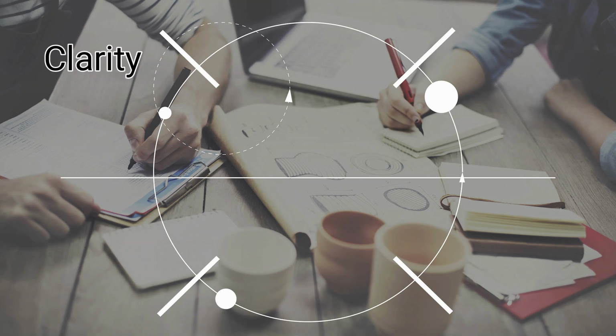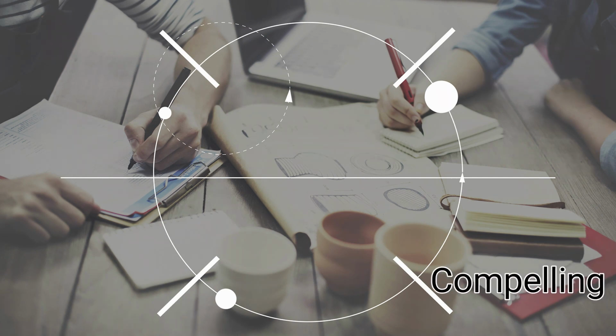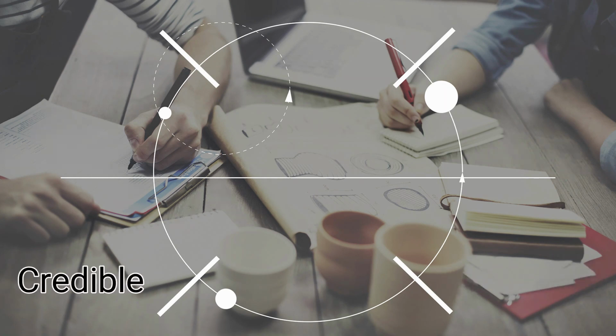Clarity: clear, easy to understand copy. Concise: no one wants to read pages and pages. Brief yet descriptive will work. Compelling: your copy should be enticing enough for people to buy your product. Credible: make sure the info is real and truthful and avoid using hyperboles.